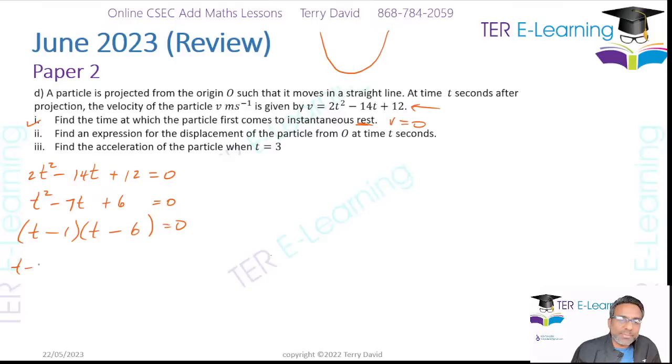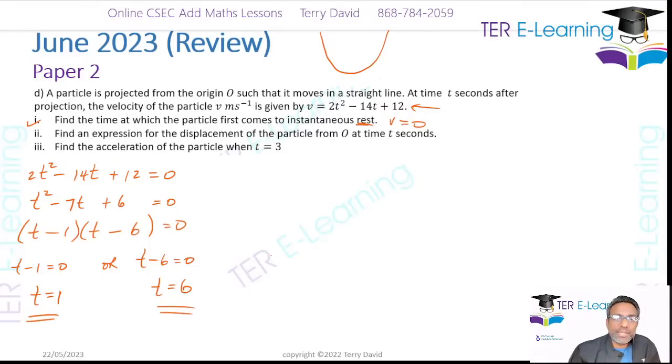So therefore, we're going to get t minus 1 is equal to 0, so t is equal to 1. Or we can get t minus 6 is equal to 0, so t is equal to 6. These are the two times at which our velocity has to be 0. But the answer that they want, because they said the first time at which the velocity becomes 0, is going to be t equal to 1. So this is my answer here, not 6, but 1, because they said first comes to instantaneous rest. So that's your answer for part 1.